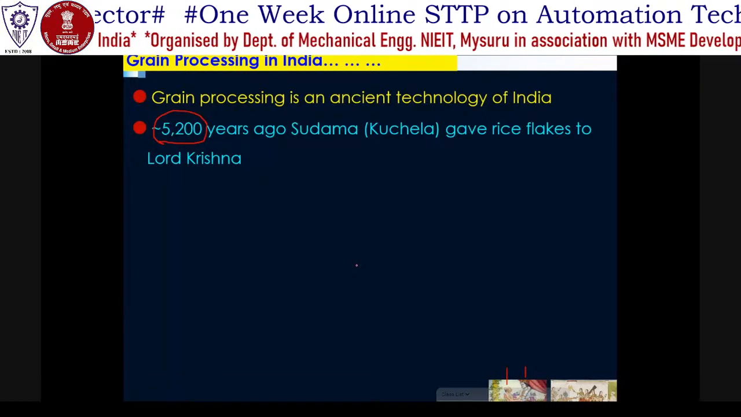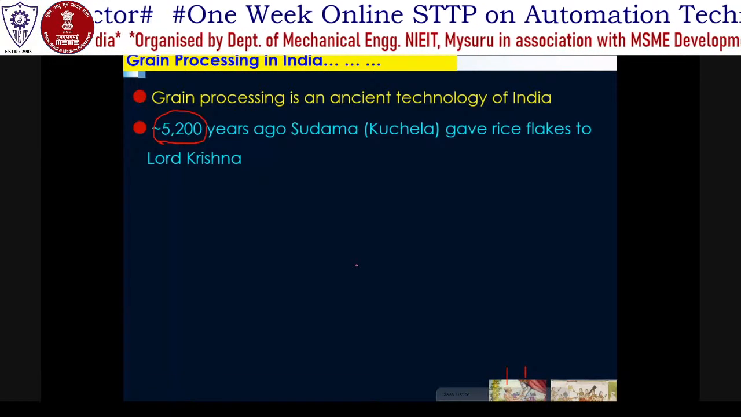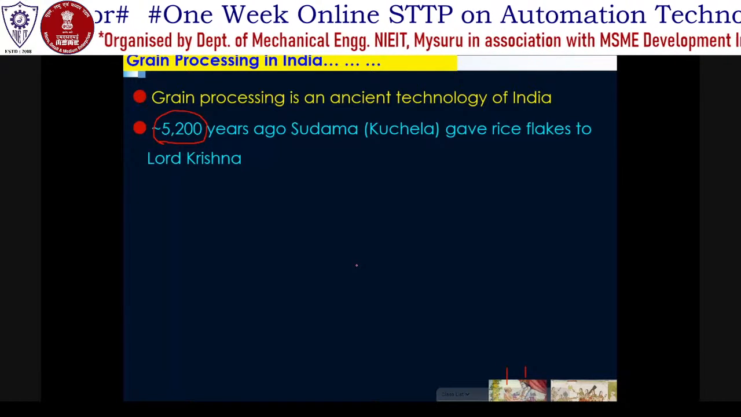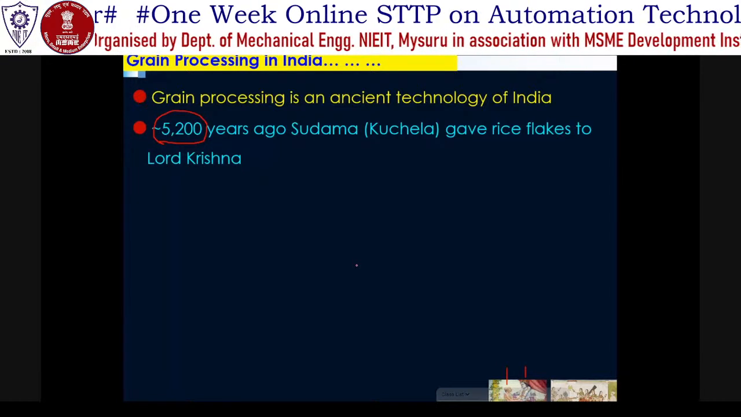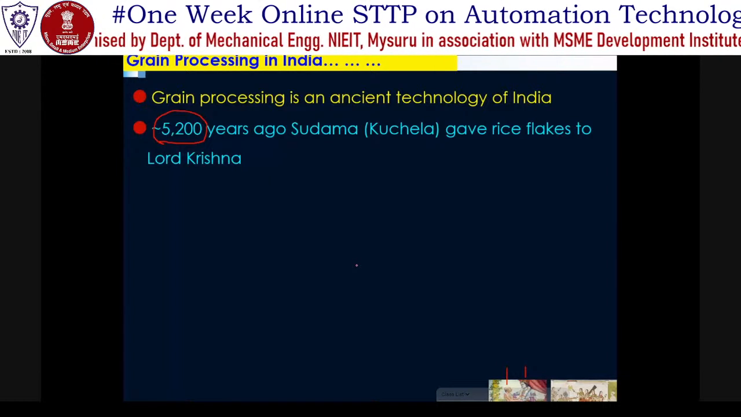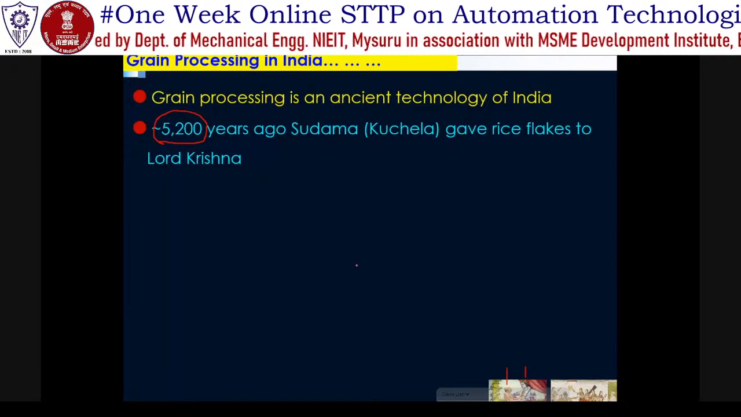Germ is the portion which is the embryo of the grain, which is here, and this will germinate into a plant, right? And the endosperm portion, this portion is what we eat. So now you have to mill this. Now, what are the engineering properties of these grains?